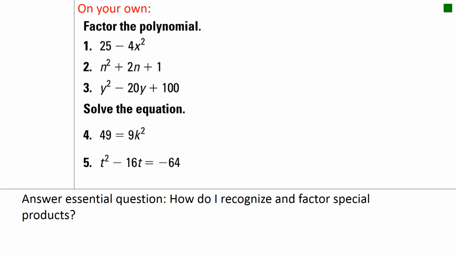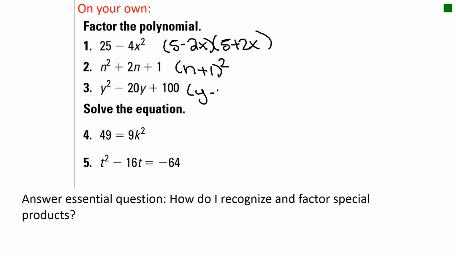Okay, I'm going to start going over answers. 1, we should have gotten 5 minus 2x times 5 plus 2x. Remember, you can switch those and it's okay. You can have 5 plus 2x times 5 minus 2x. The square root of 25 is 5. The square root of 4 is 2. 2, we should have gotten n plus 1 squared. 3, we should have got y minus 10 squared.